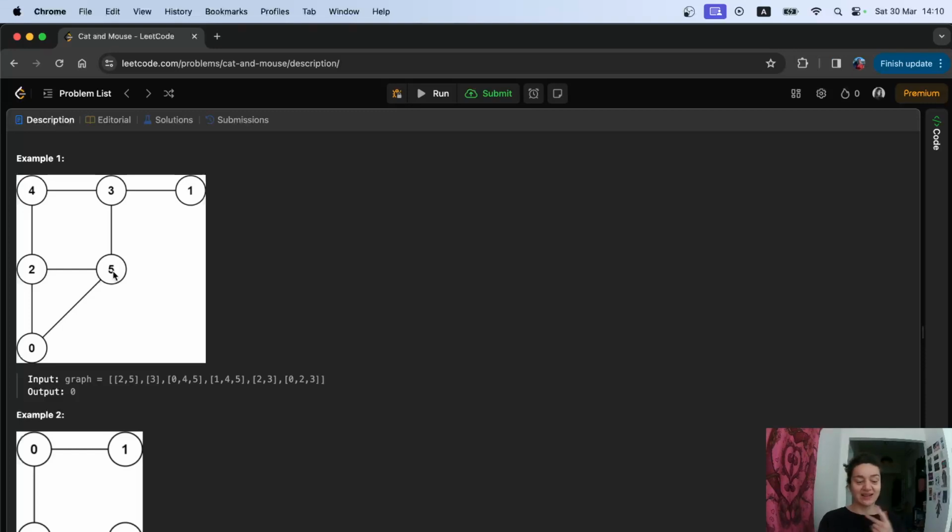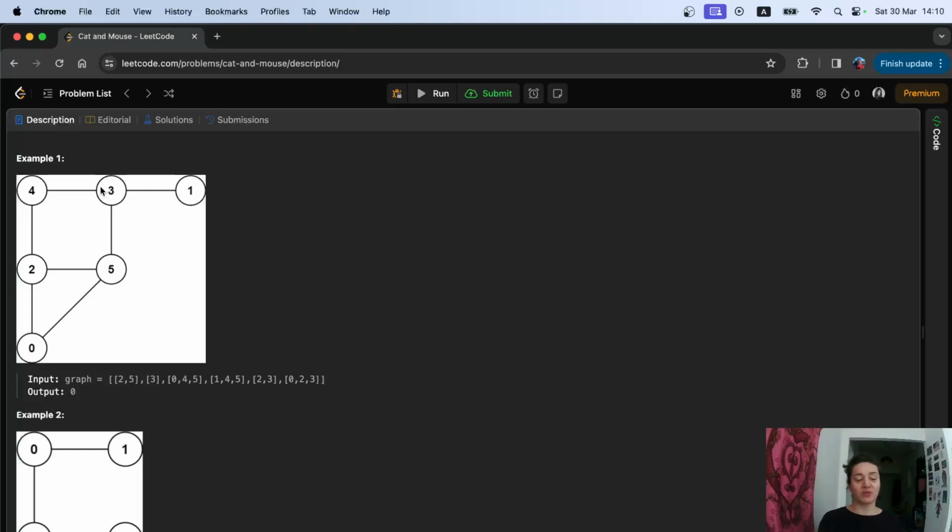What's optimal? Let's think. If the cat goes from 5 to 3, then the mouse will go from 4 to 2, then the cat can choose between 4 and 5, which don't matter. It doesn't matter what he chooses, because then the mouse will go from 2 to 0 and win. So again, bad choice. Let's try again.